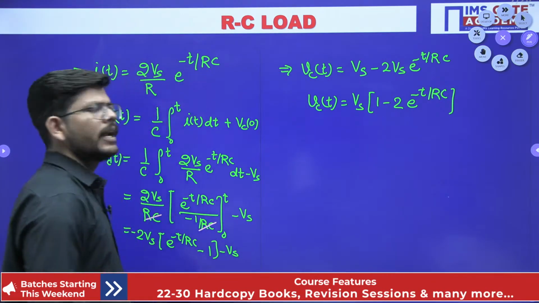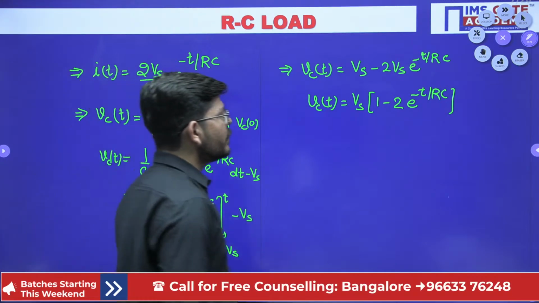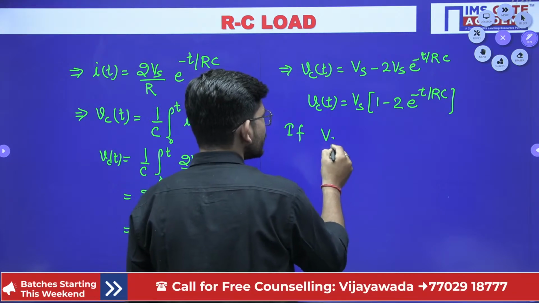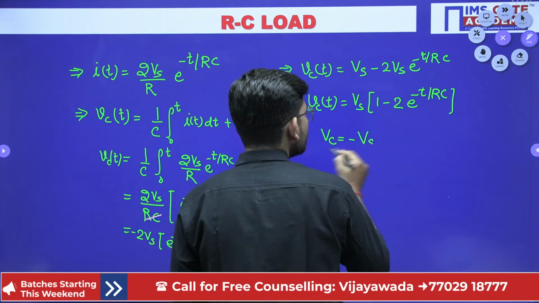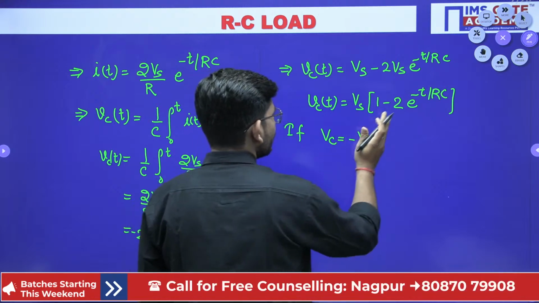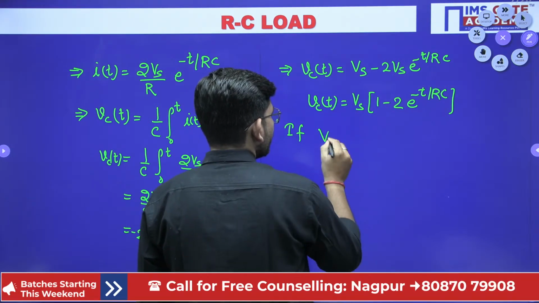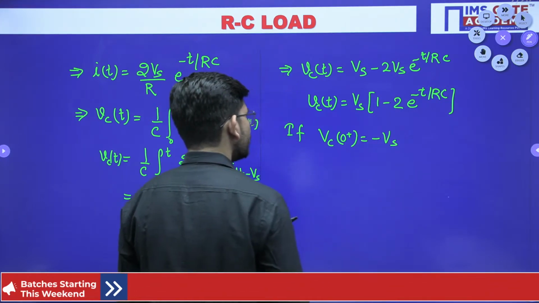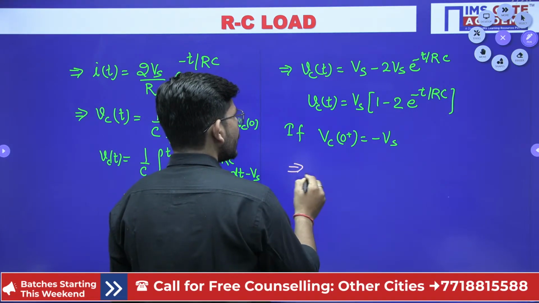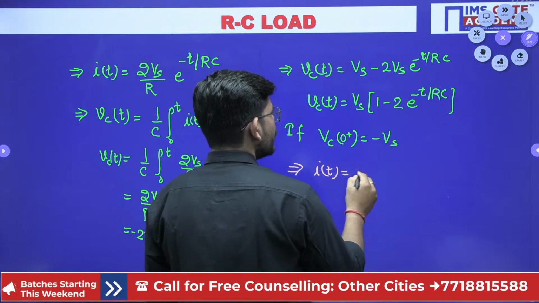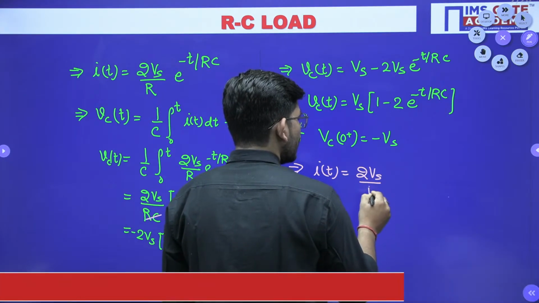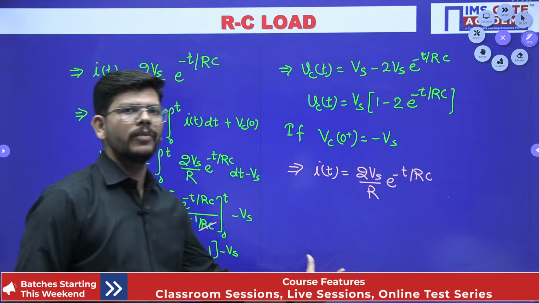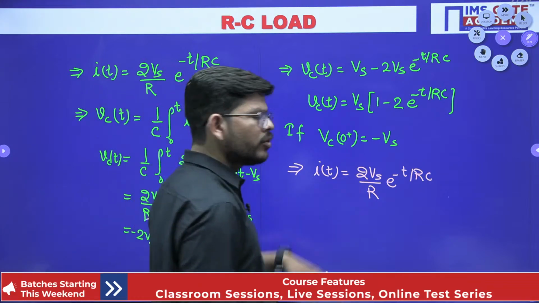This is going to be the capacitor voltage. If the capacitor is initially charged with some voltage, let us suppose minus Vs, what expression we have obtained here is that the current expression has now become 2 Vs over R e to the power minus t over RC instead of Vs over R e to the power minus t over RC. This extra factor 2 has come.